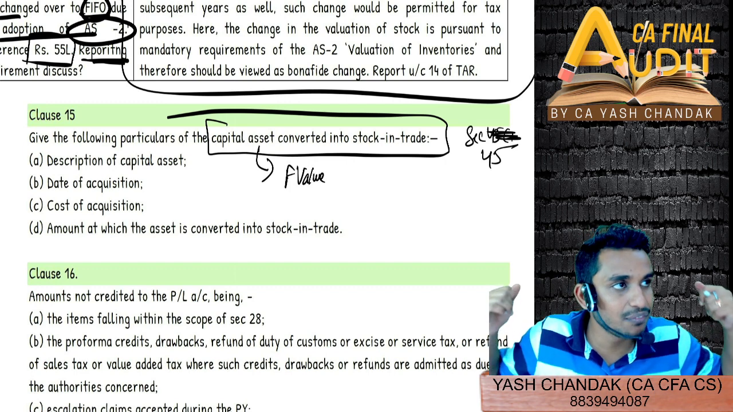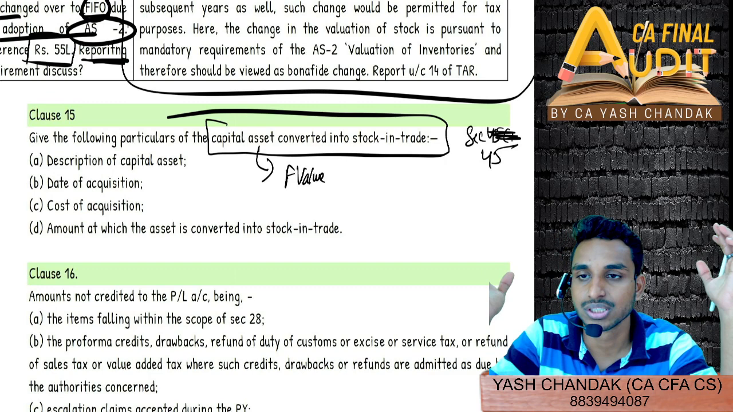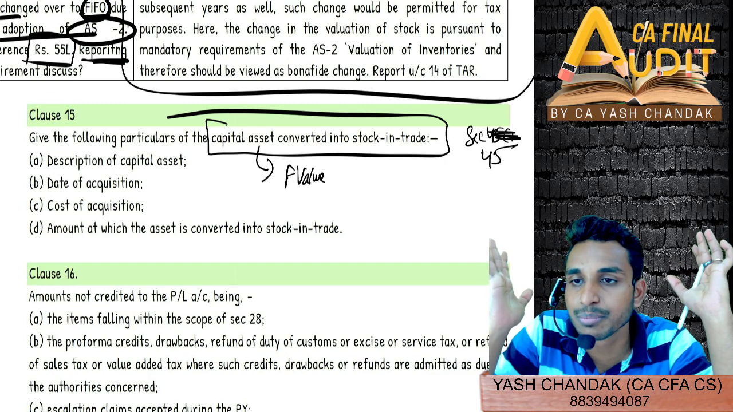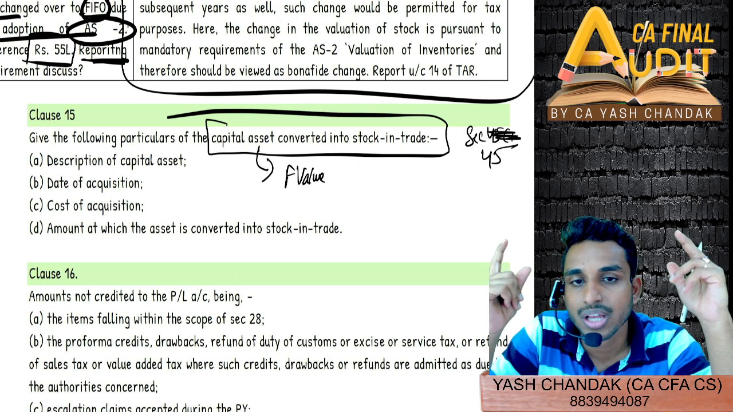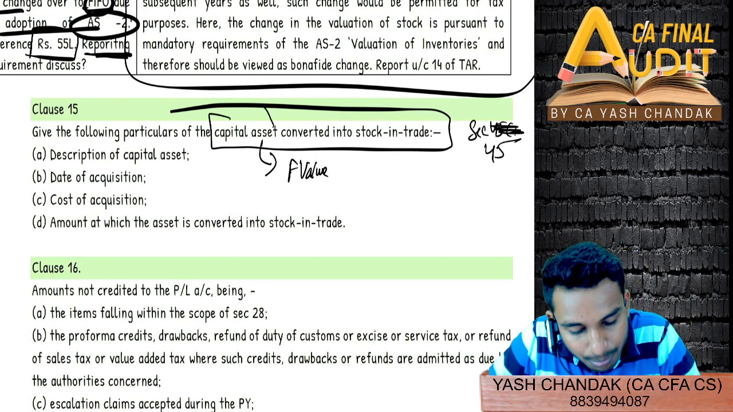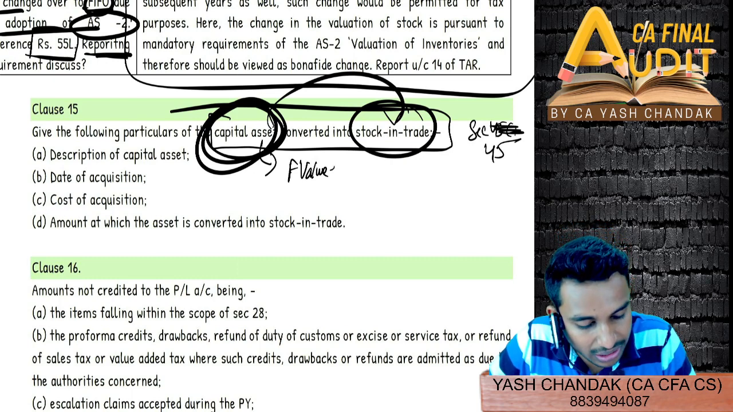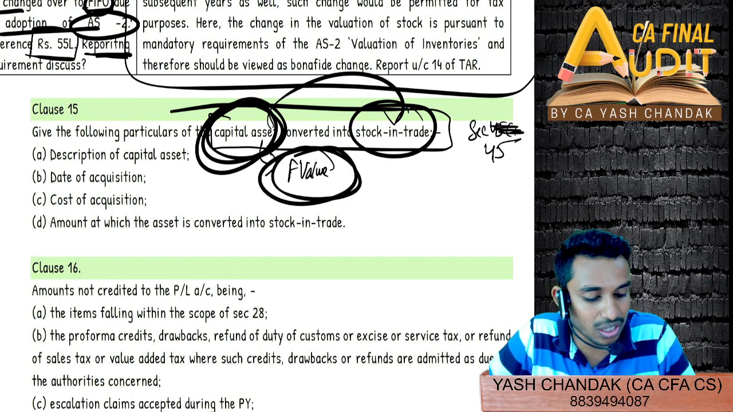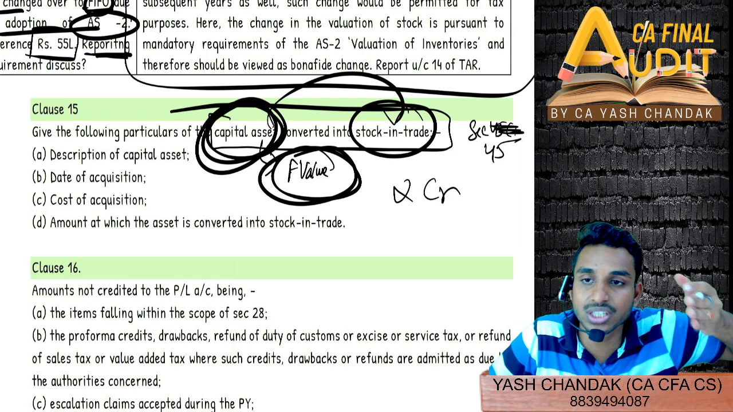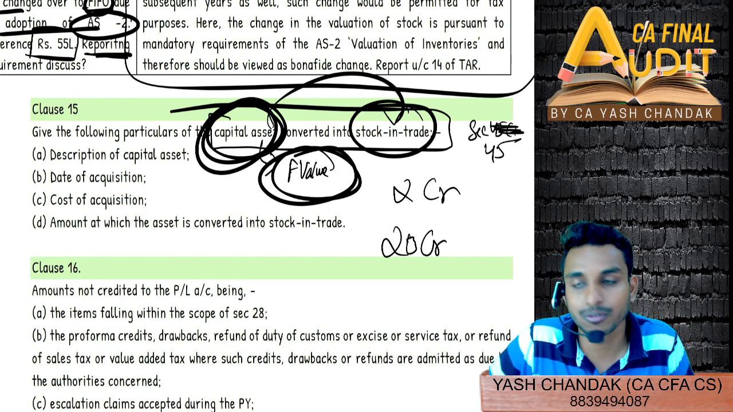Let's suppose I have inherited a lot of lands from my fathers and forefathers. And now I don't know what I'm supposed to do with all these lands. So I started a real estate business. I converted all these lands into plots and started selling them. So these lands, which were my capital asset up till now, I converted into stock in trade. If suppose these capital assets were worth 2 crores, and on the date of conversion into stock in trade, these are worth 20 crores.